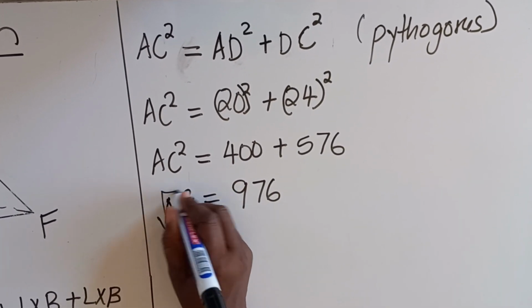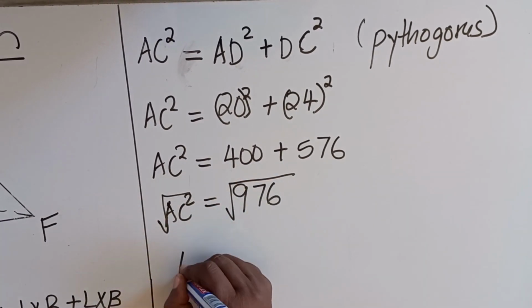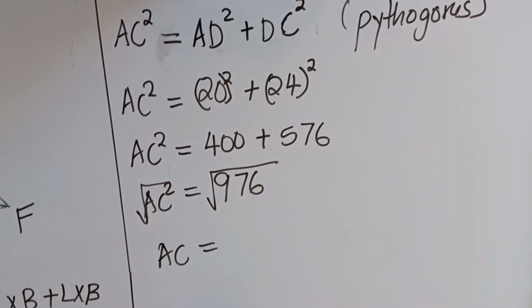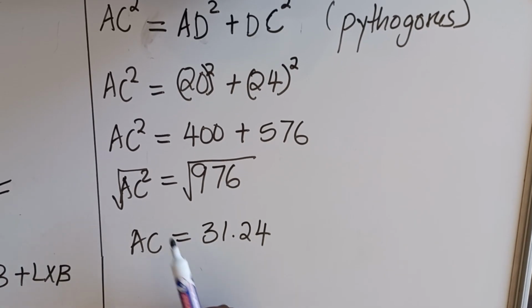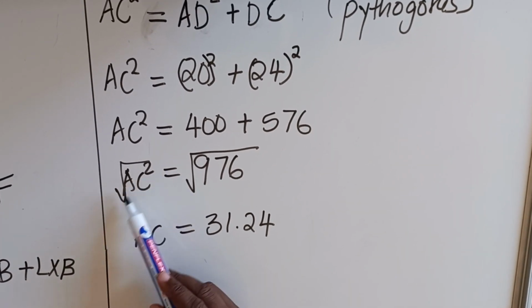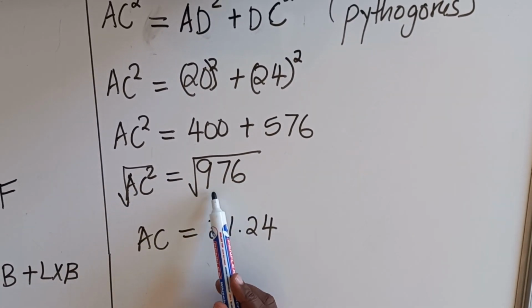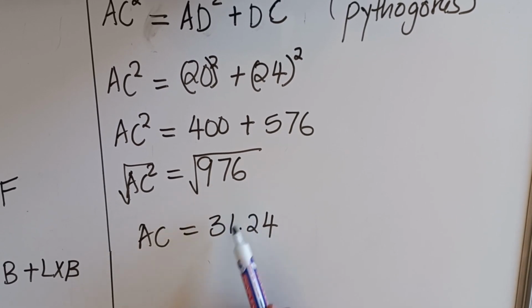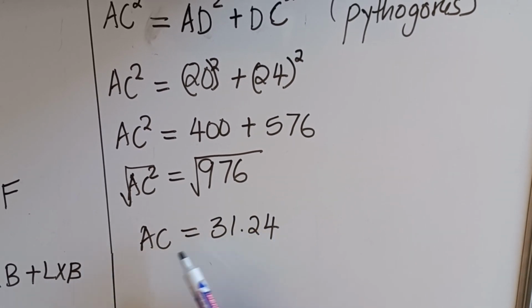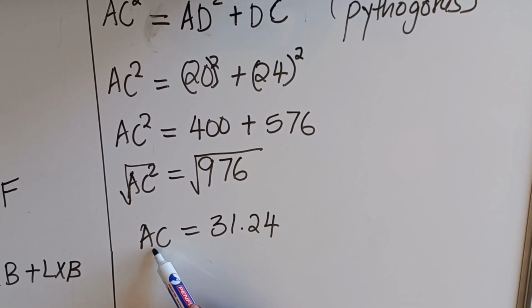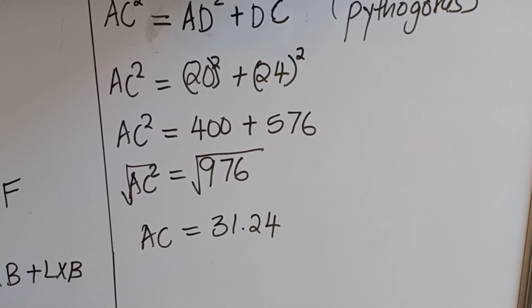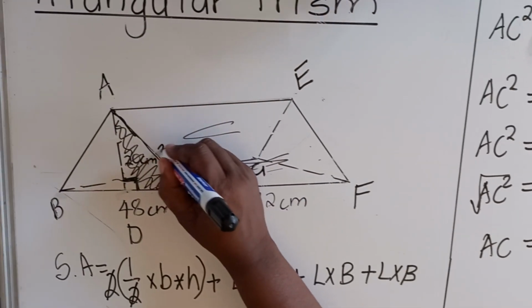Then you square both sides because we're looking for AC. It will be AC equals, because we want AC, not AC squared, we're going to square both sides, and then the square root of 976 is 31.24. So we actually calculated the side AC.